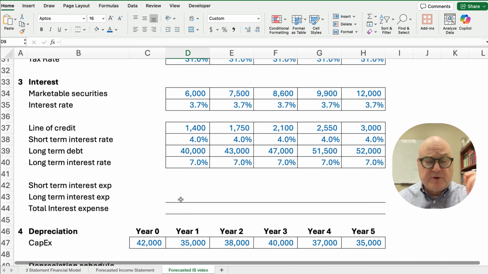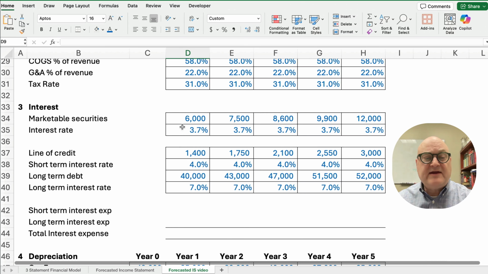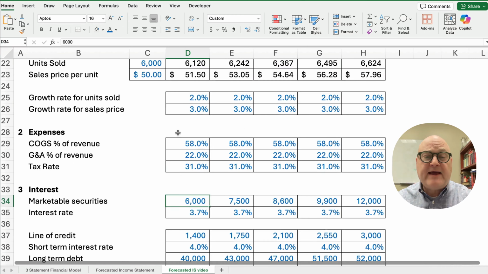We'll get to depreciation here in just a little bit. So interest revenue: let's say that we have our marketable securities, some short-term investments, and here are our given inputs for marketable securities. And we think that our interest rate is going to be 3.7%. Now, you could make it 3 or 4 or 3.2 or whatever. These are just the inputs that we have.